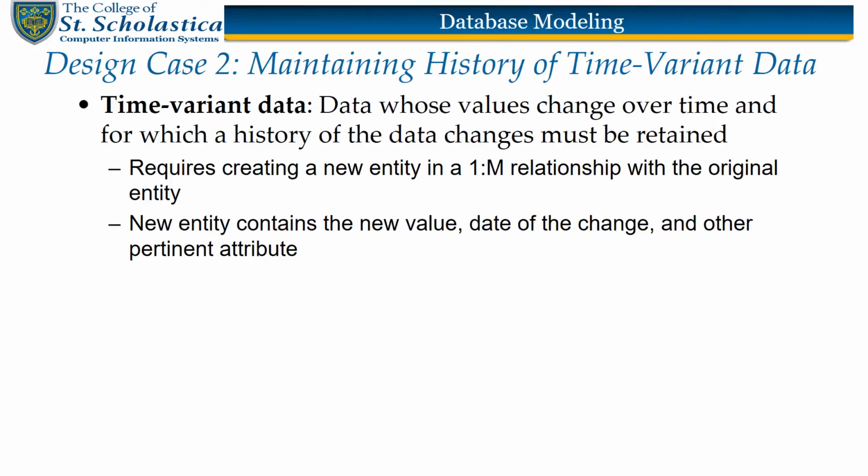Some time-variant data is equivalent to having a multivalued attribute in our entity. To model this type of time-variant data, we must create a new entity in a one-to-many relationship with the original entity. This new entity will contain the new value, the date of the change, and any other attribute that is pertinent to the event being modeled.